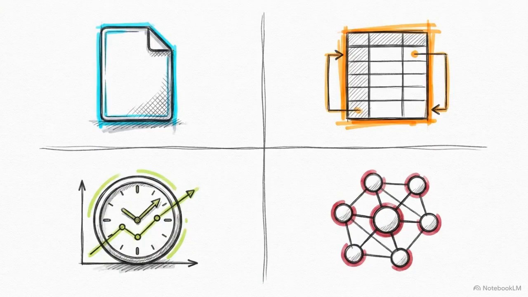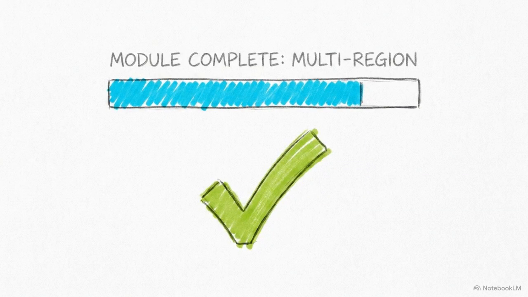Next, database and caching architecture. We'll master polyglot persistence, the 4 write strategies, and the cache hit rate that determines whether your cache actually saves energy. You're doing amazing.